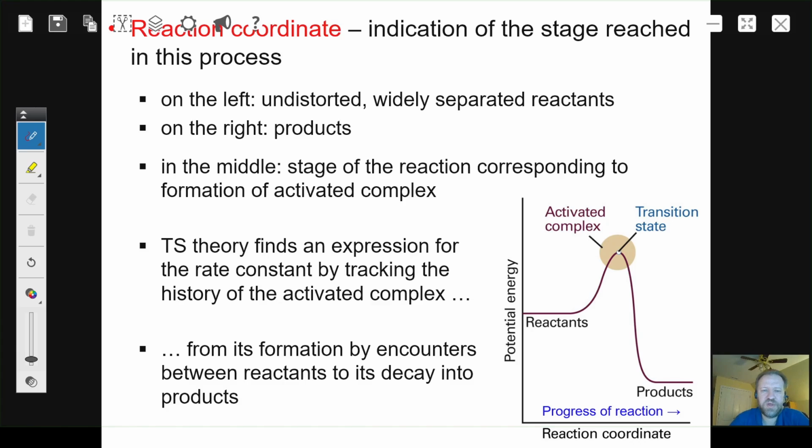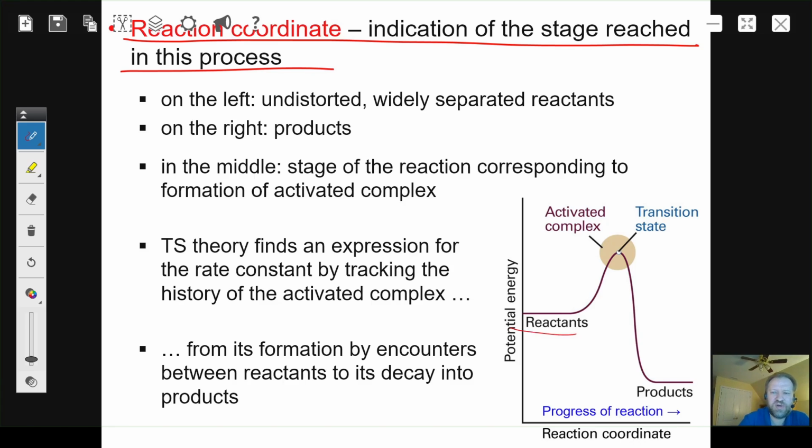Now, the reaction coordinate that we've already mentioned several times is basically an indication of the stage reached in this process. So again, for very simple isomerization reactions, a reaction coordinate can be distance between atoms, can be angle, maybe torsion angle or so-called dihedral angle. But the idea here is on the left, we have undistorted, widely separated reactants.